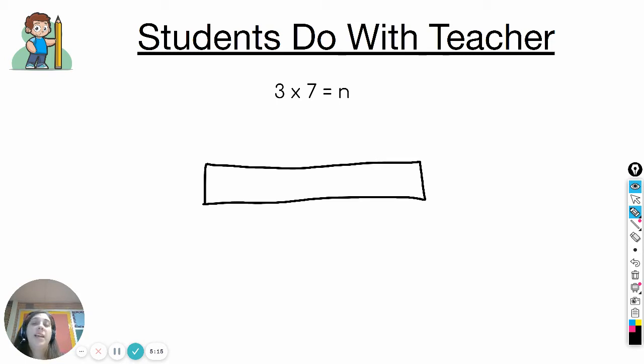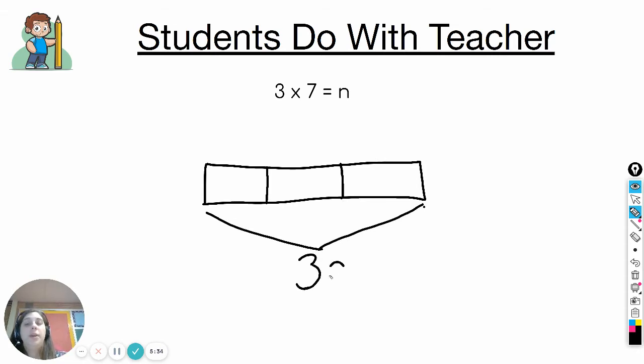We know that 3 times 7 is really like 3 groups of 7. So on your piece of tape, you're going to make 3 groups. 1, 2, 3. And I double check. 1, 2, 3. I'm going to label that. I have 3 groups.